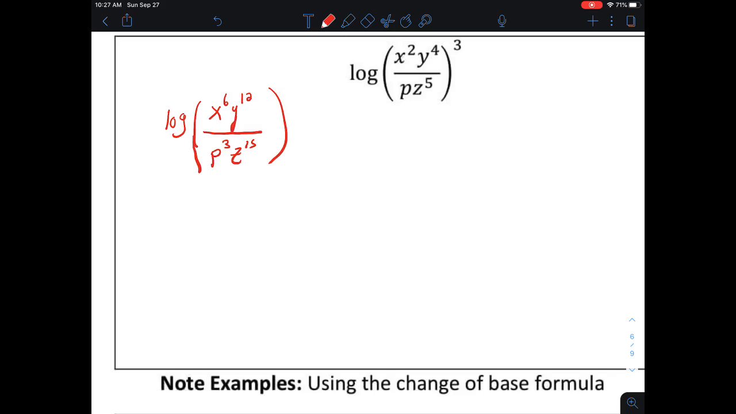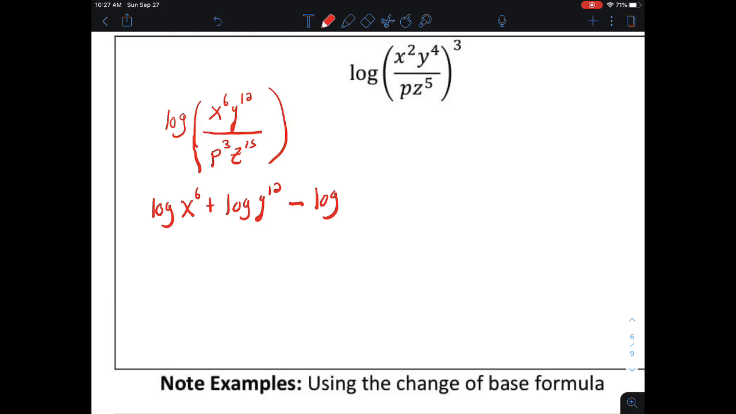Now we're ready to break this apart. So we'd have log of x to the 6th plus log of y to the 12th, because the x to the 6th and the y to the 12th are times each other. Now, because I have p to the 3rd times z to the 15th in the denominator, I have to do subtraction for this division part.